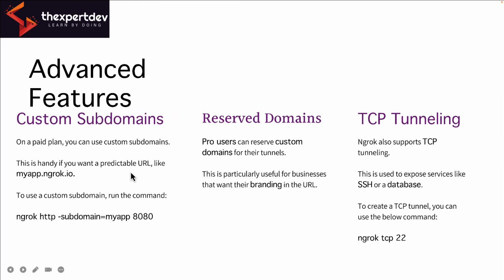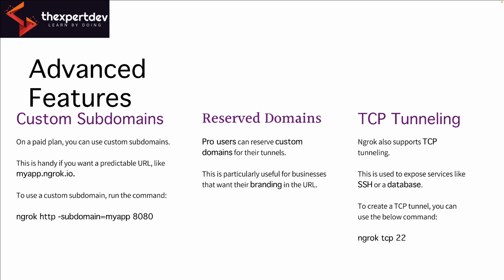Looking at some of the advanced features as well, on a paid plan you can use custom subdomains. This can come in handy if you want a predictable URL, for instance app.ngrok.io. You just run this command to have your subdomain, but you have to be on a paid plan. For some cases, especially for pro users, you can reserve a custom domain, and this is particularly useful for businesses that want to brand their URLs.